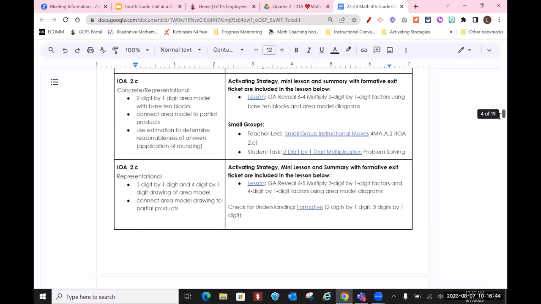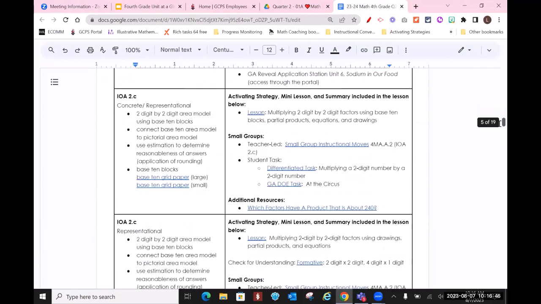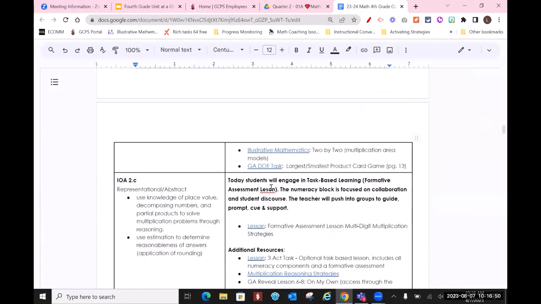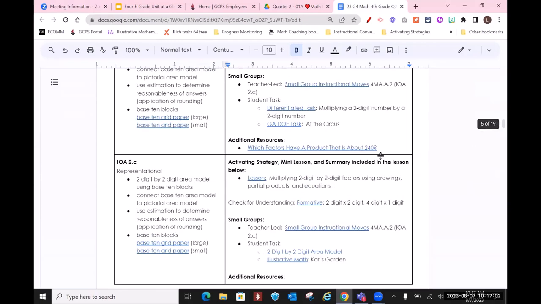Another thing I'd like to point out, let me scroll down to a day that is a task-based day. So you can see this day, I want to fix that spelling right there. You can see that this day has a different header to it. So on a traditional teacher-directed day, it's going to look more like this. And like this one says, activating strategy, mini lesson and summary are included. And we have the lesson.